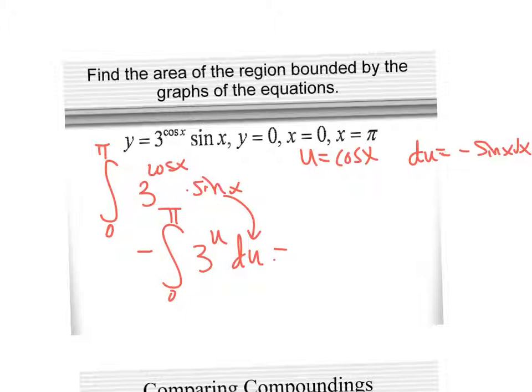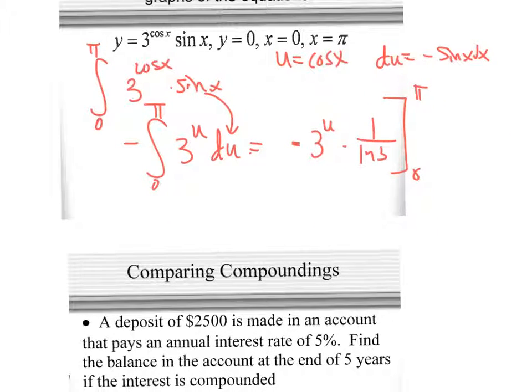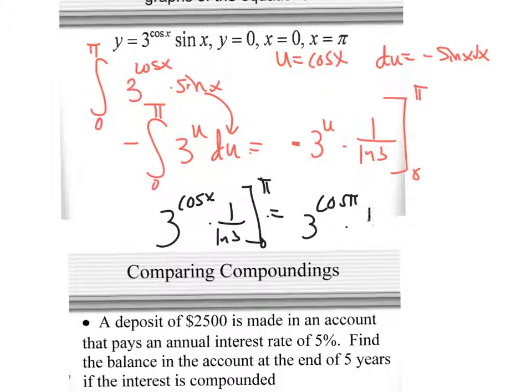All right, now integrate. So we end up with 3 to the u times 1 over ln of 3. And again, let's throw the negative in there. It's between 0 and pi. And throw the u back in there as well. So it's going to be 3 to the cosine of x times 1 over ln of 3 between 0 and pi. So then we plug in. You guys know how to do this part. So 3 to the cosine pi times 1 over ln 3.